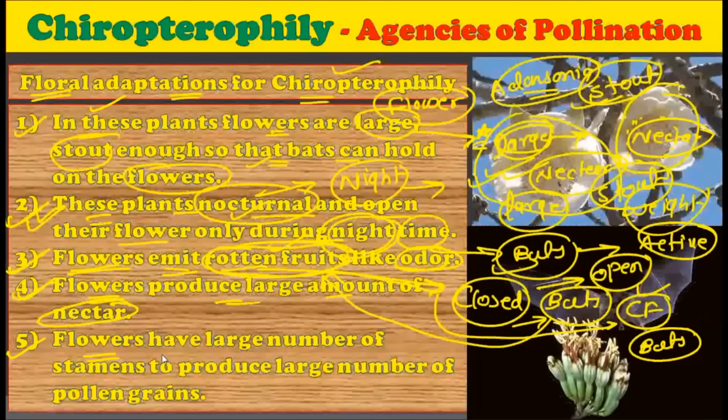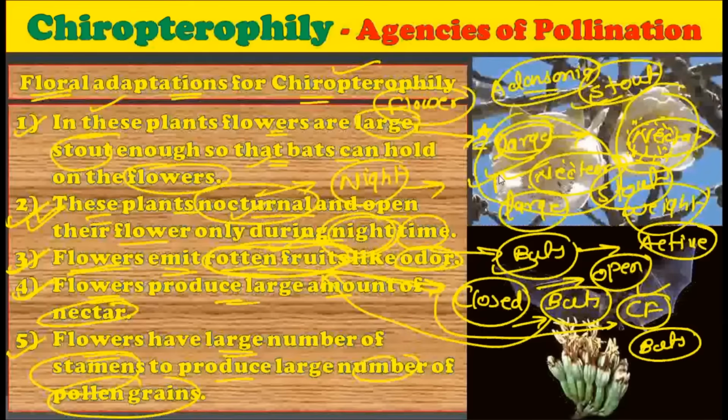Now the next adaptation they have is that the flowers have a large number of stamens to produce a large number of pollen grains. That is, as you can see in this Adansonia picture, they have a very large number of stamens, and these large number of stamens produce a large number of pollen grains. This is very essential because a large number of pollen grains creates the opportunity that when the bat reaches another flower, there are more chances of that flower getting pollinated, because the larger the amount of pollen grains, the larger will be the chances to pollinate the other flower.